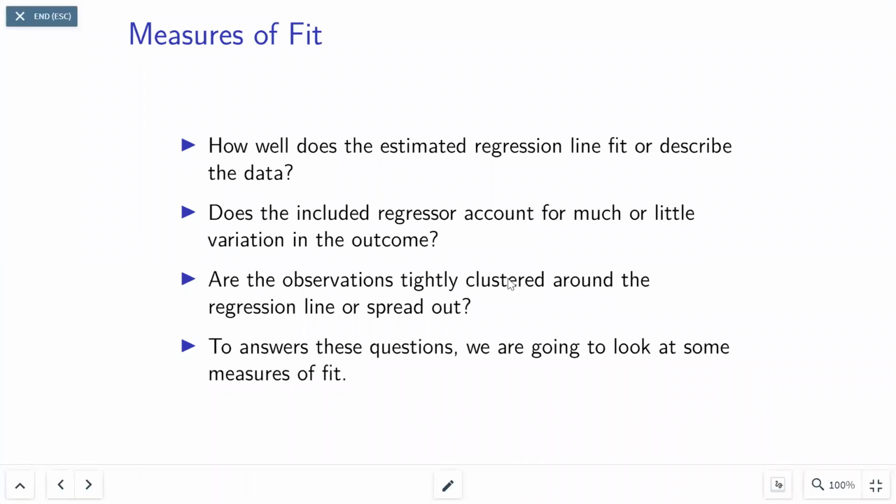How do we think of the fit for a regression model? Visually, if the observations are very spread out around the regression line, it's most likely we haven't explained the data very well. But if the observations are very tightly wrapped around the regression line, then it's possible that we have done a good job fitting the model to the underlying data.